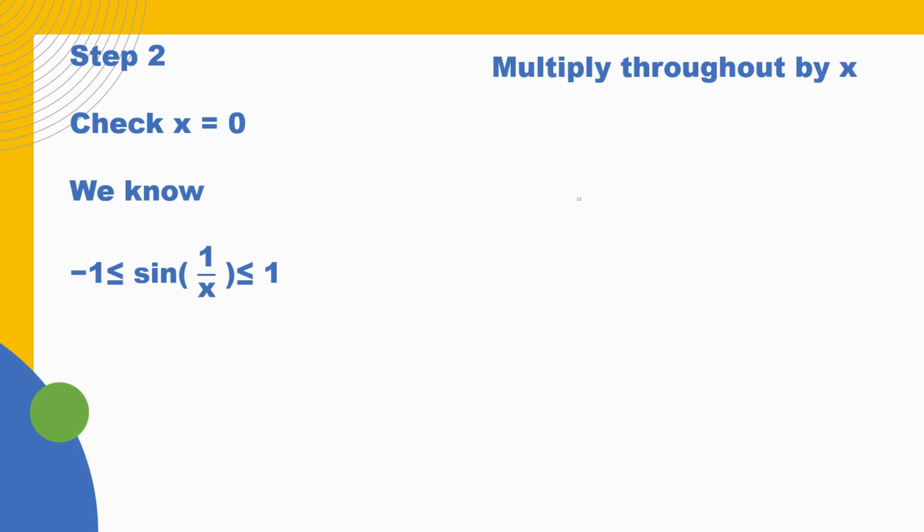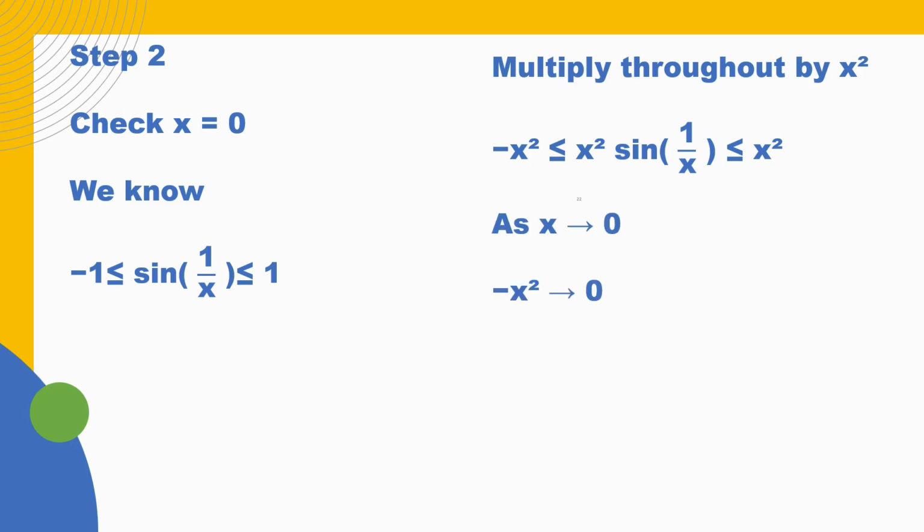Now, multiply every part of the inequality by x squared. Why are we doing this? Because x squared is the factor present in our function. We are transforming the inequality so that the middle expression becomes exactly the function whose limit we want. Now observe the left boundary and the right boundary. As x approaches 0, both become 0.